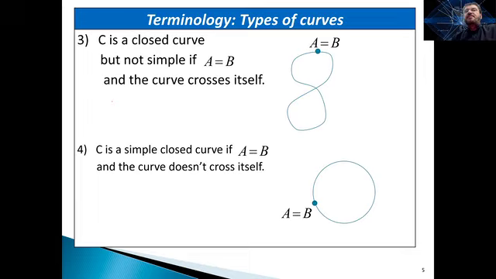C is a closed curve, a smooth closed curve actually, but it's not a simple curve. Why is that? Because if you start from A here and go all the way in this direction and come back again, on the way you're going to cross this one. This is not acceptable for integrating the function over this curve.